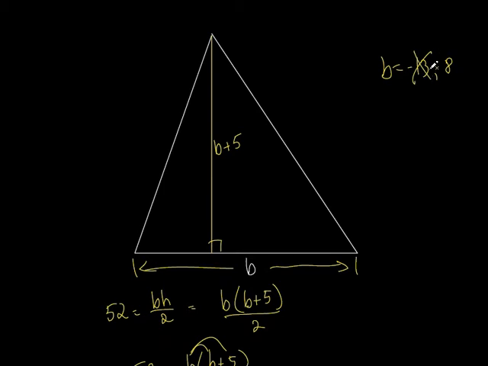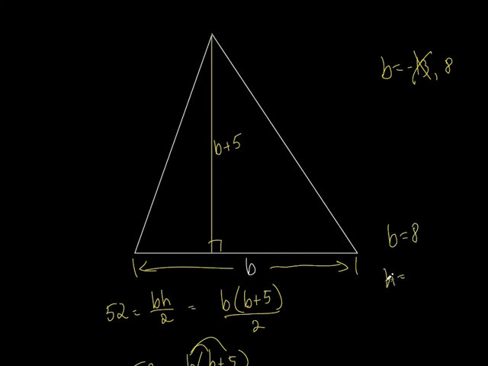And people flip out over that. Like, how can you just get rid of one of your answers? Well, it can't be a length. Agreed? It is a solution to our quadratic equation, but this can't be a negative length. So we forget that. We say the base is 8. So the base is 8.